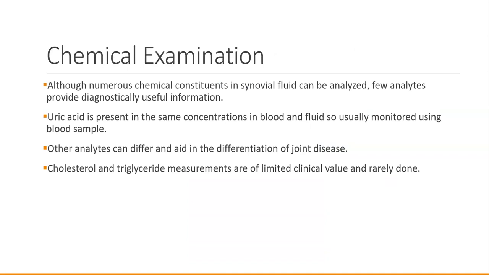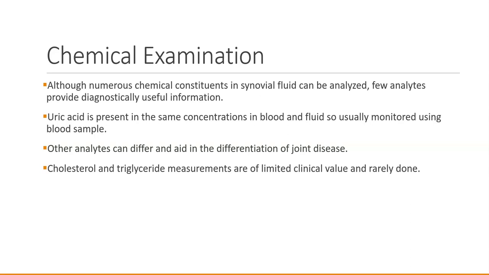We'll now move on to the chemical examination of synovial fluid. Although numerous chemical constituents in synovial fluid can be analyzed, few analytes provide diagnostically useful information. Uric acid is present in the same concentrations in blood and fluid, so these are usually monitored using a blood sample. Other analytes can differ and aid in the differentiation of joint disease.